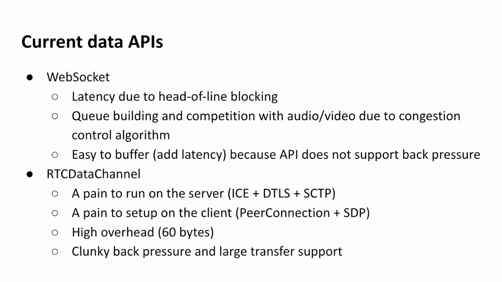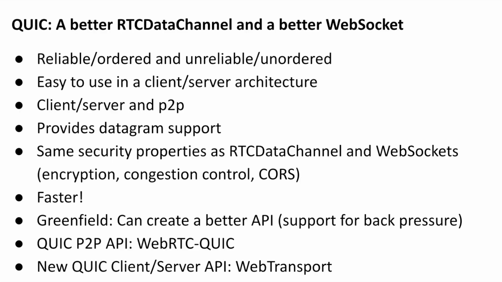And also, both the RTC Datachannel and WebSocket APIs don't handle back pressure effectively. So that makes it very difficult when you're doing a large data transfer, and there are also bugs in SCTP implementations which make that difficult. So QUIC offers the possibility of both having superior data transfer in peer-to-peer scenarios, as well as offering WebSockets-like capability with better performance and lower latency.